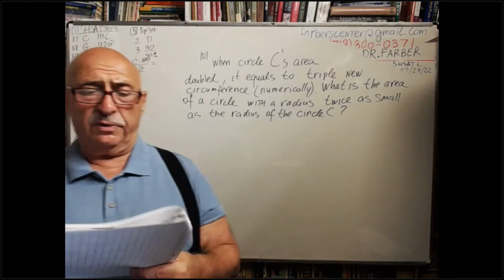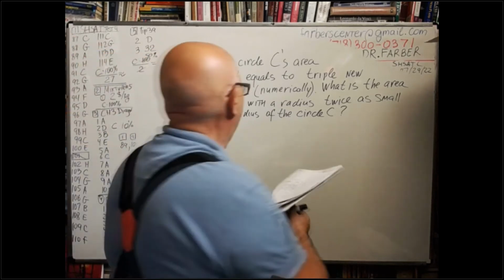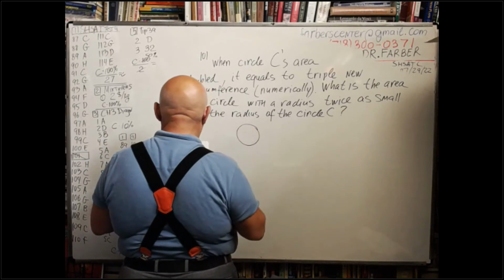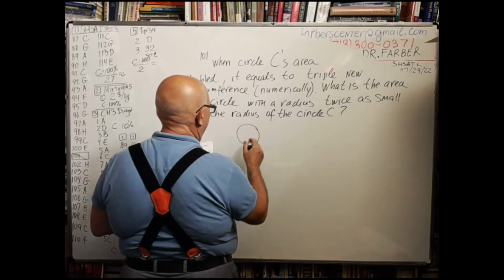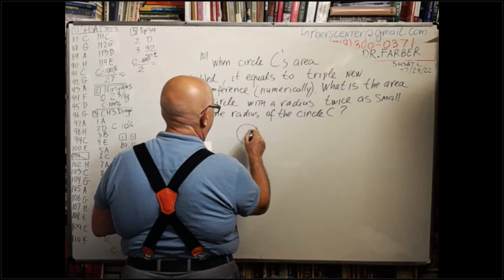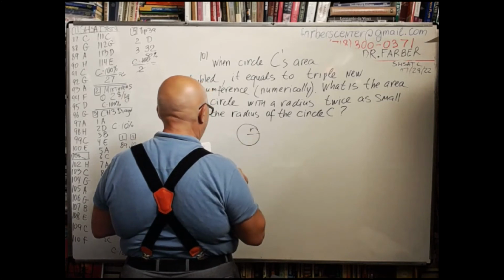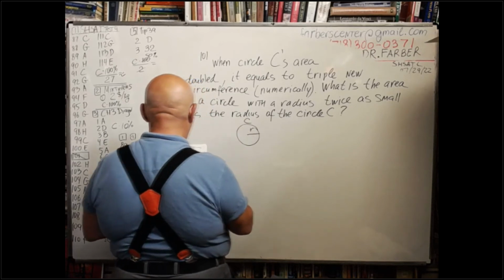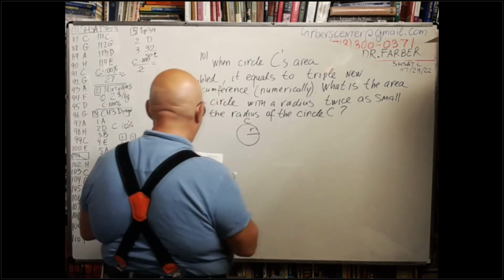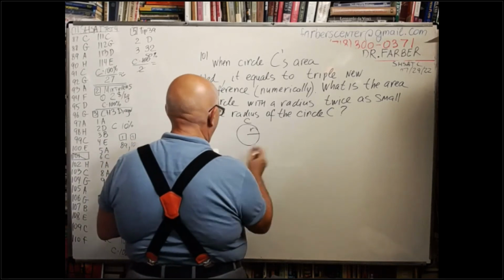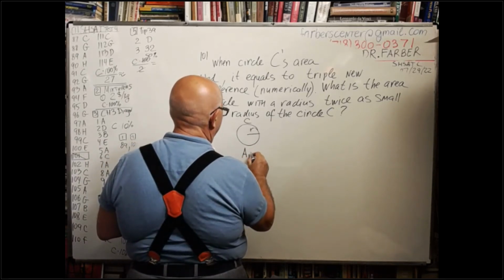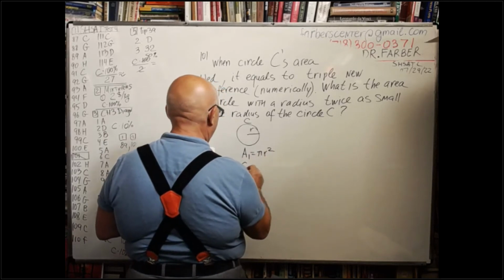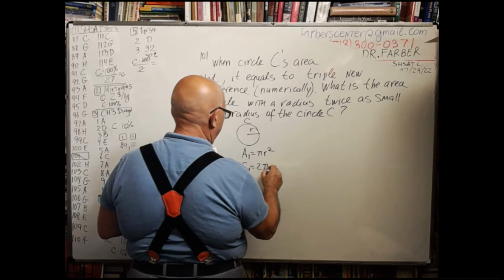Let me solve this together. You're out of time, so pretend we have a circle, and the radius of the circle is R. This is circle C. The area of the circle, area 1, equals pi r squared, and circumference 1 would be 2 pi r.